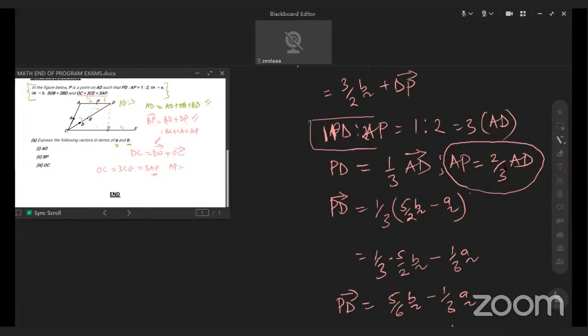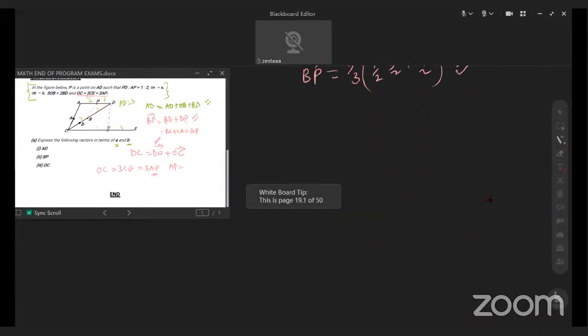Okay, you already know your AD. So knowing your AD already, it means you're just going to do the substitution. So we move here, we say our DC will be equal to DO plus OC. We already know our DO. We shall just do the substitution.